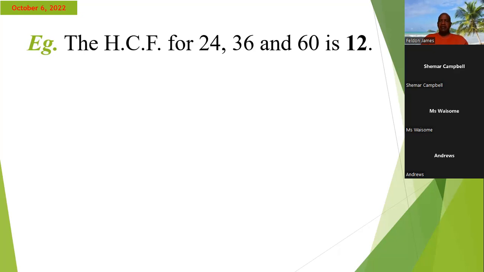So the factors that are common to 24, 36, and 60 would be any number that can divide all three, right? You could start with 2, you could use 3, you could use 4, and you could try to search for factors. Now you may find that the highest one would be 12, right? So 12 is the highest number that can go into all three of them. So for that reason, 12 is the highest common factor.